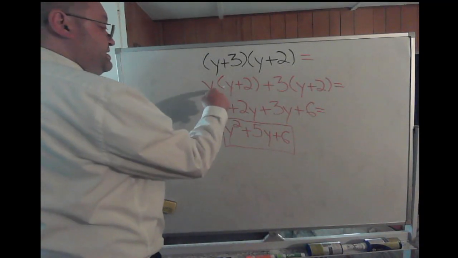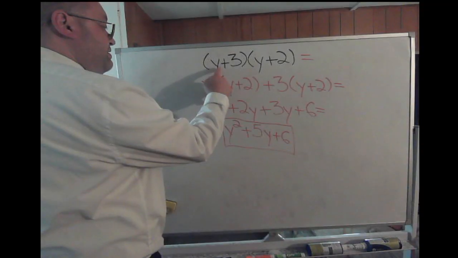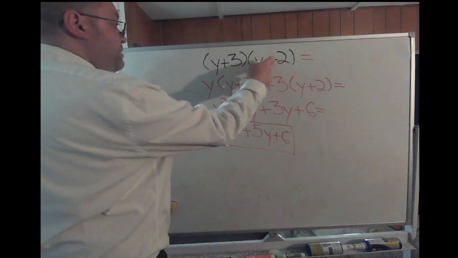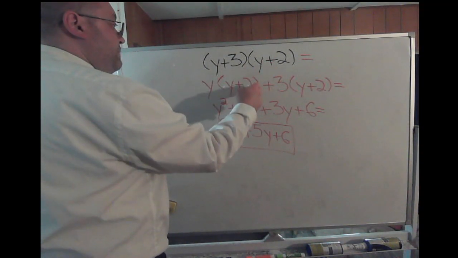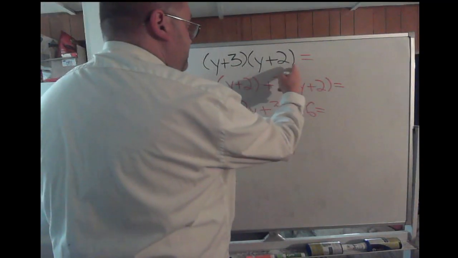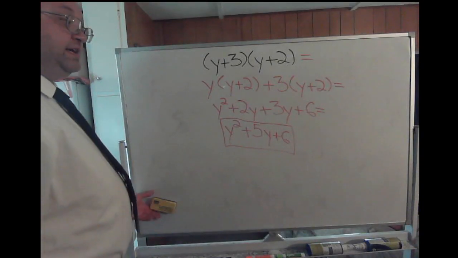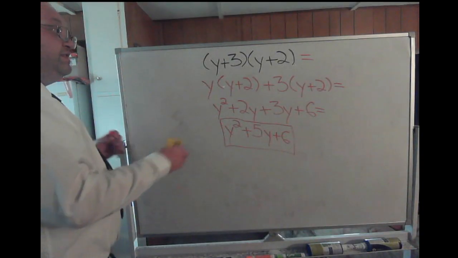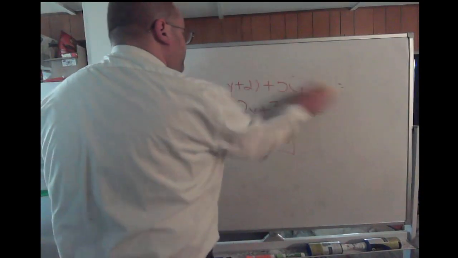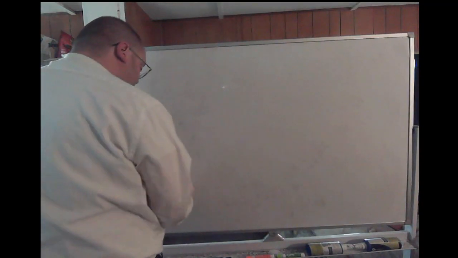Because you could do this as a double distributive. Take your first term in the first set of parentheses, multiply it by the whole second parenthesis, plus your second term in the first parenthesis, multiply it by the whole second parentheses, and then it's basically a double distributive. You could think of it that way. And I do got more examples.